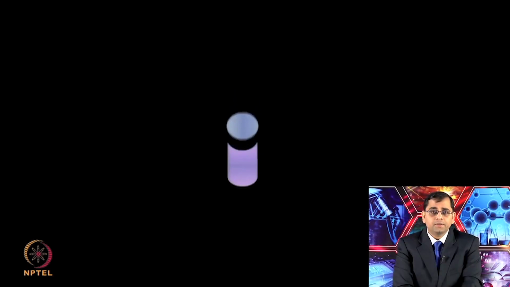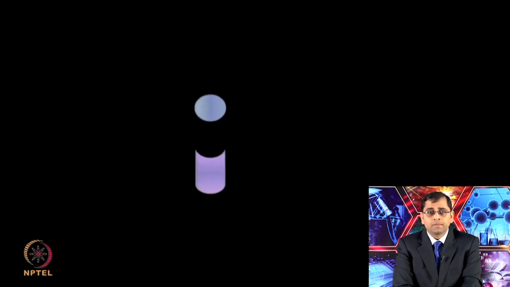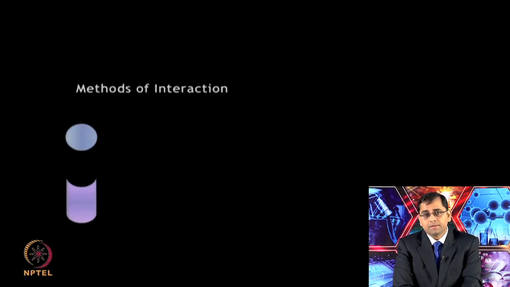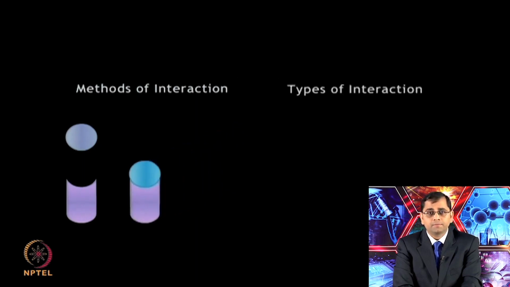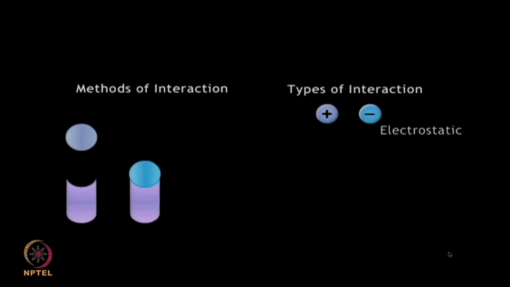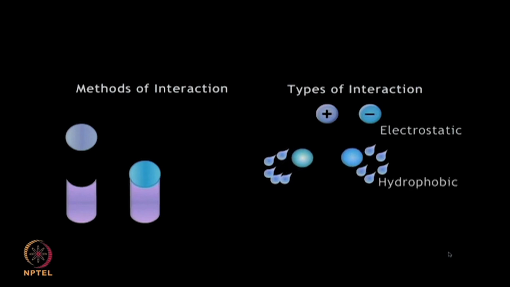Protein interactions with other biomolecules can be of several different types. They may be weak or strong, obligate or non-obligate, transient or permanent. The physical basis for these interactions includes electrostatic, hydrophobic, steric interactions, hydrogen bonds, etc.